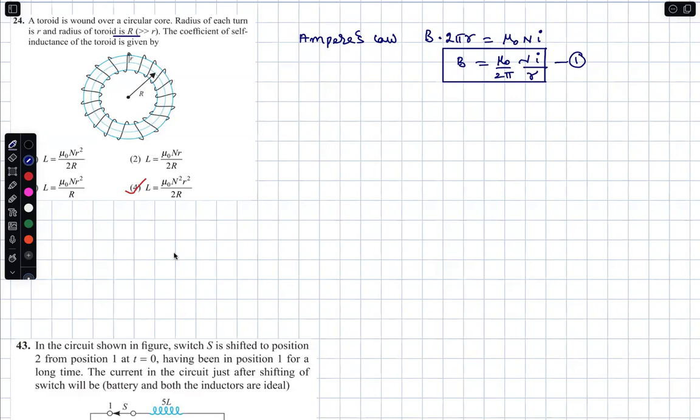Next. This is a very important model. And there is a name for this model. This is on the basis of conservation of magnetic flux.